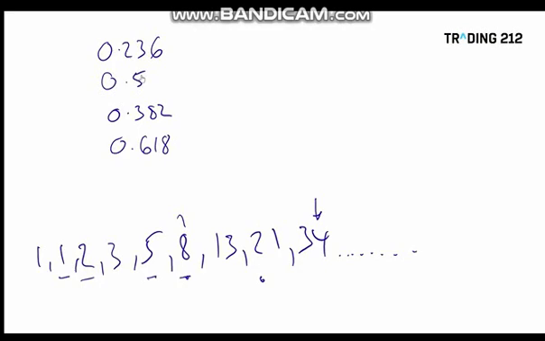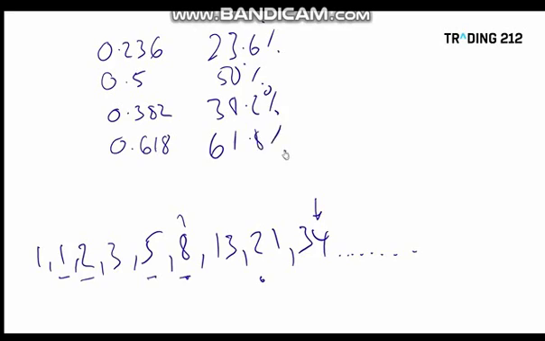So we have these various calculations that come from Fibonacci numbers, and what chartists do is convert these to percentages. So 0.236 becomes 23.6%. Then we have 50%, 38.2%, and 61.8%. Okay, so from a charting point of view, these are the important Fibonacci retracements. So let's see how this actually works.